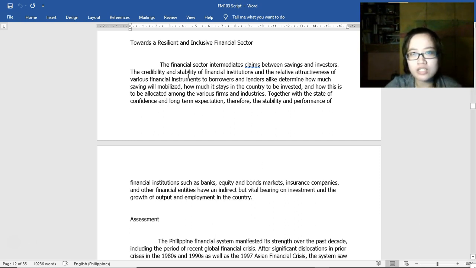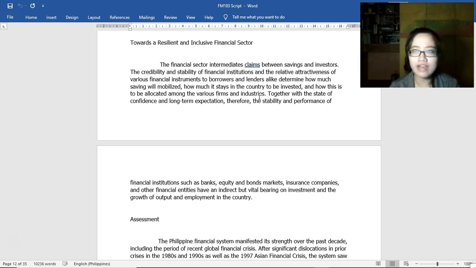Okay, let's go to this. How much stays in the country to be invested and how this is to be allocated among the various firms and industries. Okay, so we have the banks or the financial institutions, especially the banks and the investment houses. They are the ones that allocate the resources. Basically they conduct studies, and then they also have, not exactly directives, but probably suggestions from the BSP or the DOF on which industries are viable in the current situation, and in that case, these banks or financial institutions would put the money that they have into those types of investments.